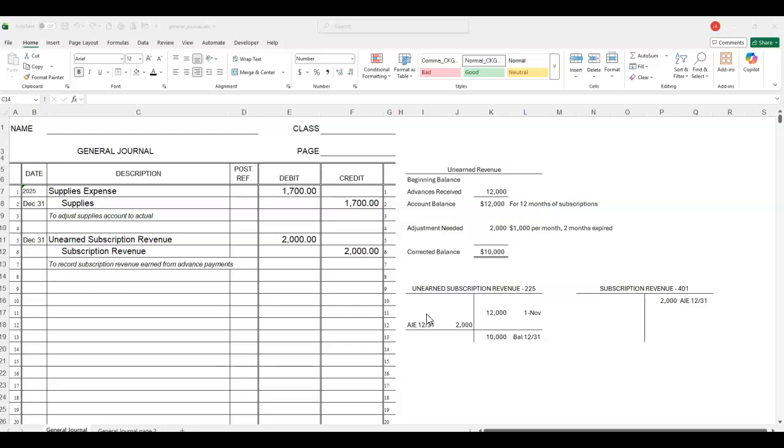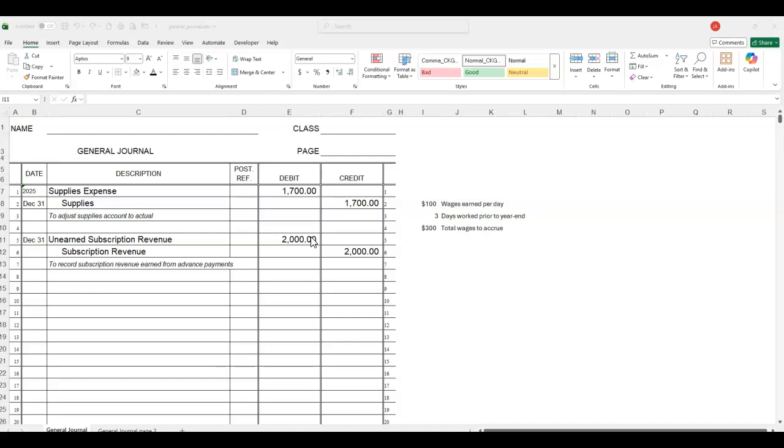So my entry would reflect that, a debit of $2,000 to the liability account, a credit of $2,000 to the revenue account. This is the adjustment for a deferred expense and for a deferred revenue. If we think of an accrual, this is an accrual of an expense here.